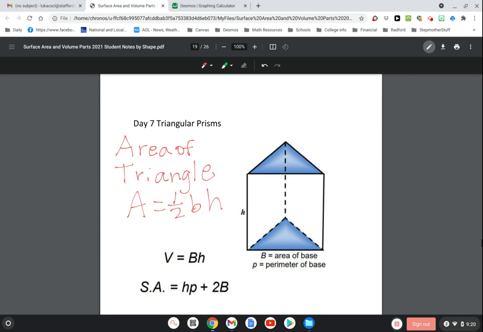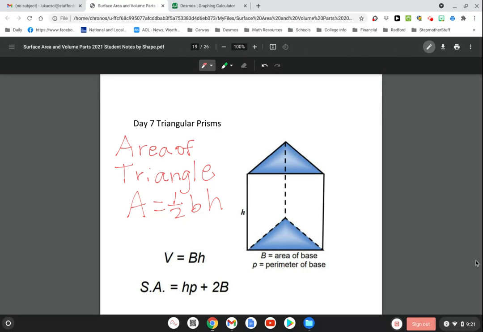These are probably the hardest shapes to find a surface area and volume for, because the base is a triangle and they require a little bit more work to find the area of the base, which is the big B again, and the perimeter of the base, which is P. So let's take a look at a couple of examples.